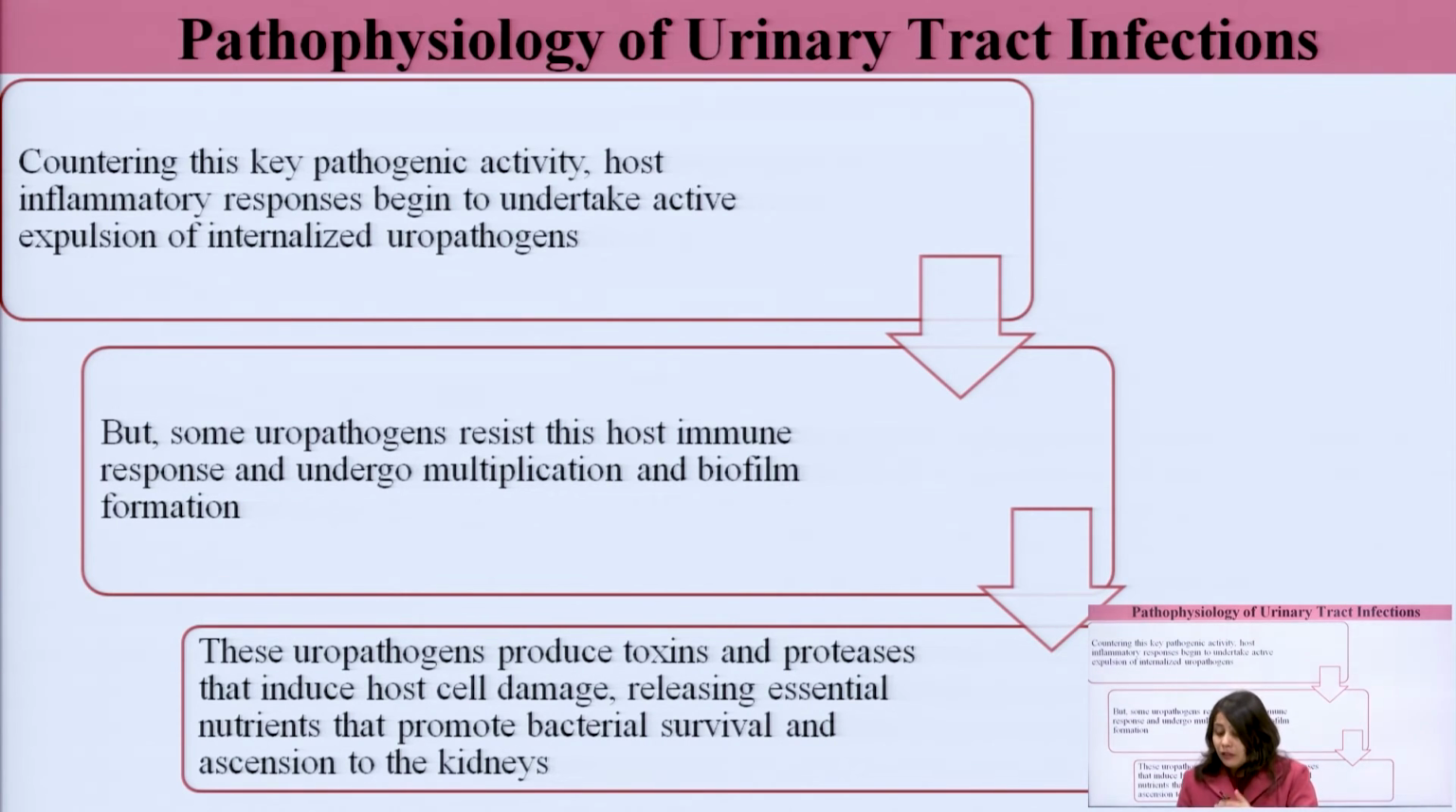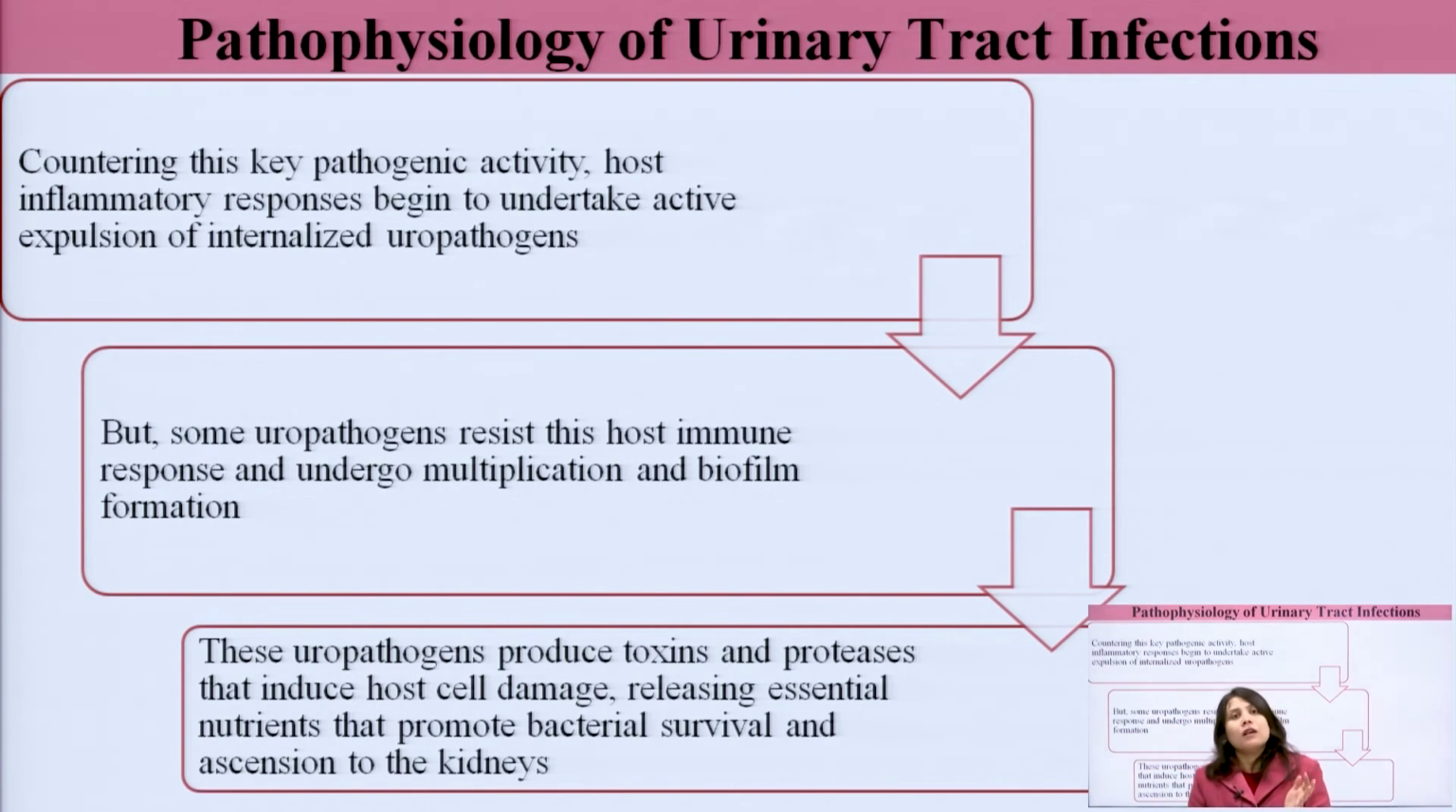Still, the expulsion takes place, of course, as the host immune response is active, but some uropathogens resist this immune response and undergo multiplication and biofilm formation. When the host immune response is triggered, it immediately starts throwing out these microorganisms. It removes them from the cell, from where they go into the urine, and the urine is eliminated out of the body.